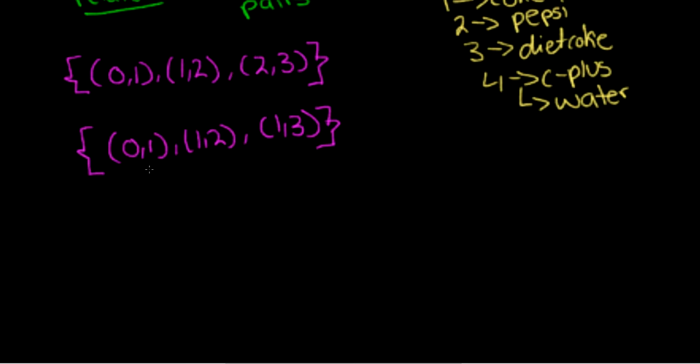But look at the second one. We see 0, we see 1, and we see 1. So 1 repeats itself. Therefore, when you put in 1, just like when you put in 4 in the vending machine, you get C+ and you get water. Sometimes you get C+, sometimes you get water. So the vending machine was not functioning. This is not a function.